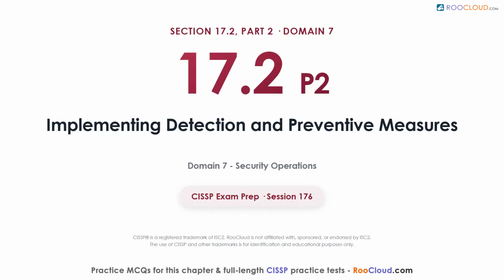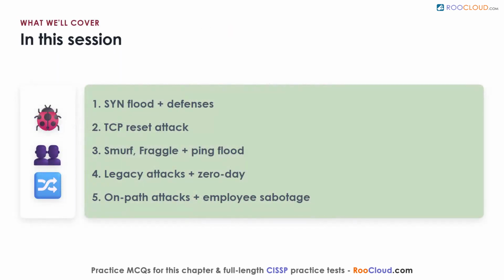Welcome to section 17.2, part 2. This is the 176th session of the CISSP exam prep series. This part drills into the specific attacks you need to recognize on site. In this session, we'll examine several classic attack techniques.